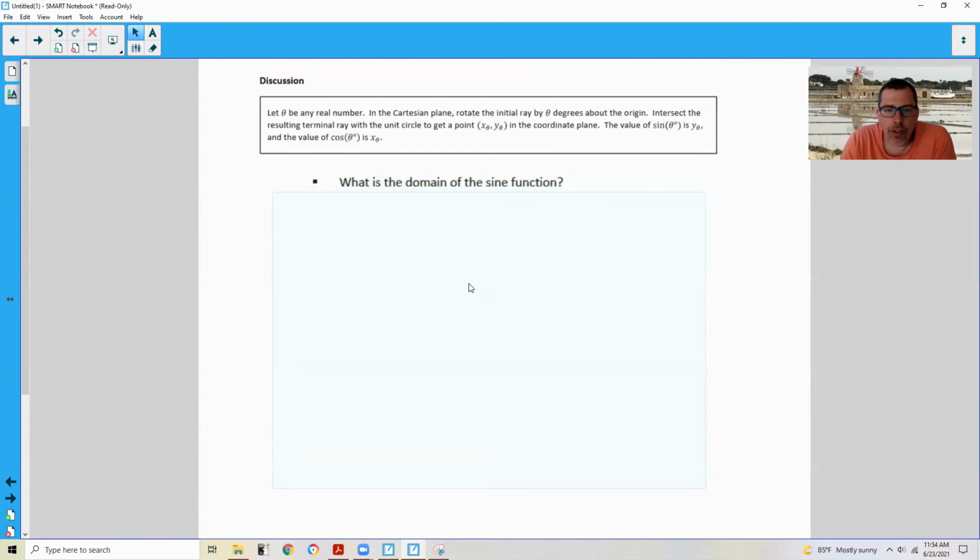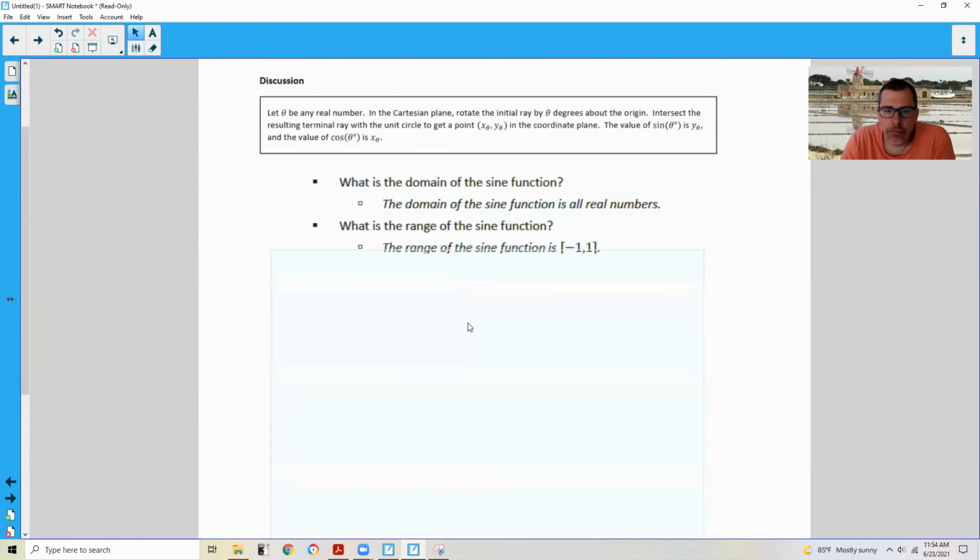So what is the domain of the sine function? The domain of the sine function is all real numbers. What is the range of the sine function? So the domain of the sine function, we could go around over and over, multiple rotations, infinitely many rotations, and that's why it's all real numbers. The range of the sine function is going to be limited to negative 1 and 1. Okay, with the unit circle, we don't go greater than 1, we don't go less than negative 1. That is the radius of our circle.